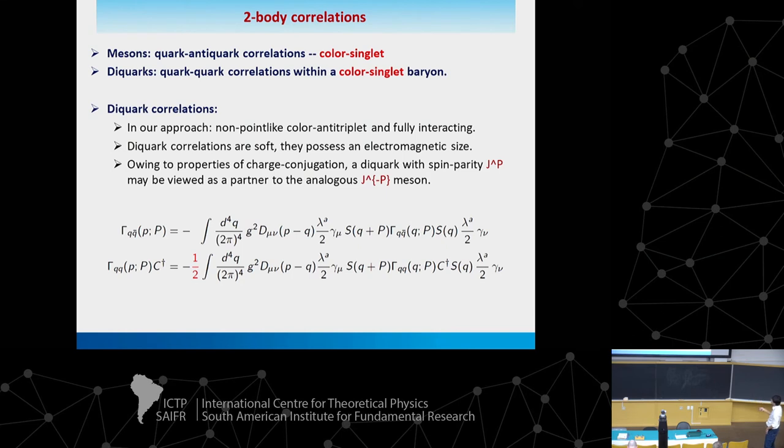Here are the formulae of the meson and the corresponding diquark in rainbow-ladder truncation. The upper formula is the meson's Bethe-Salpeter equation, and the lower formula is the diquark's Bethe-Salpeter equation. We can see that the only difference is a factor of 1/2 in the diquark's Bethe-Salpeter equation.